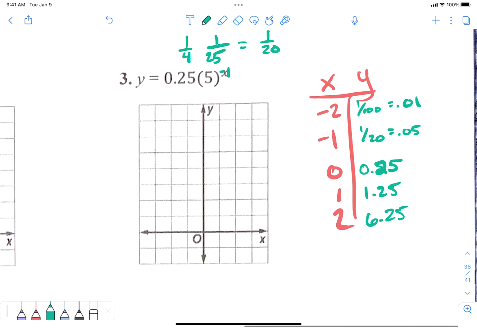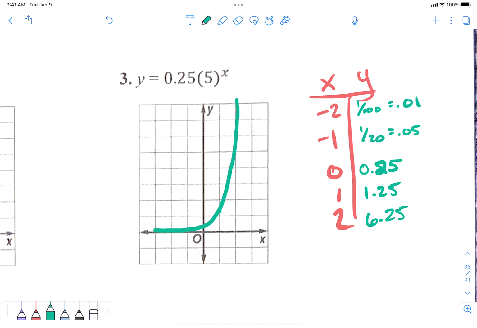Why are we plugging them into the x number? Because that's where the x is. We're just plugging them in for x, and x just so happens to be the exponent. That makes sense? So -2 is at 0.01, really small. -1, not much bigger. 0 is at 0.25, so we're still at 1/4. 1 is at 1.25, and then we're at 6.25. So that gives us a nice graph. Is this a growth function? Yeah, it's growing. And here is my horizontal asymptote.